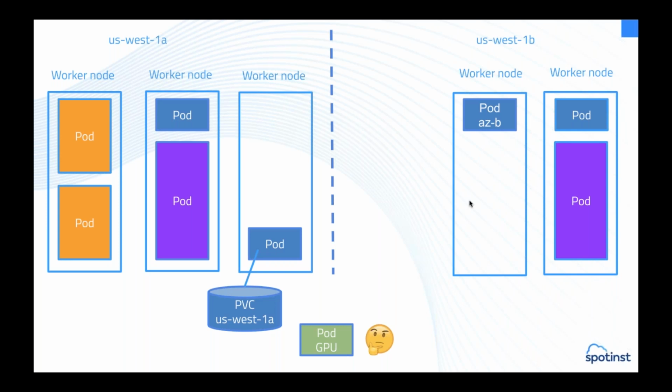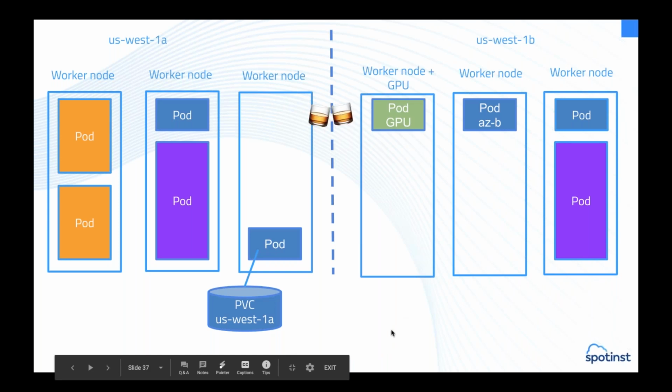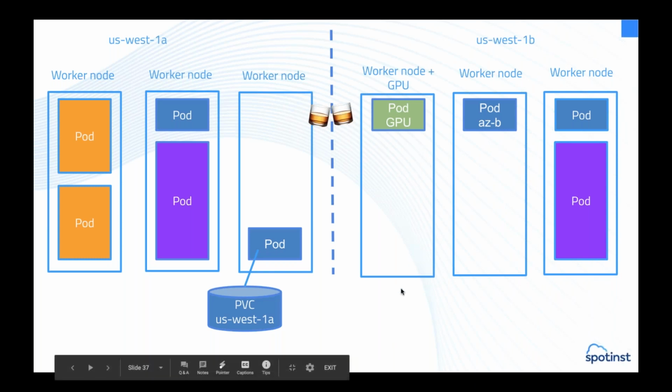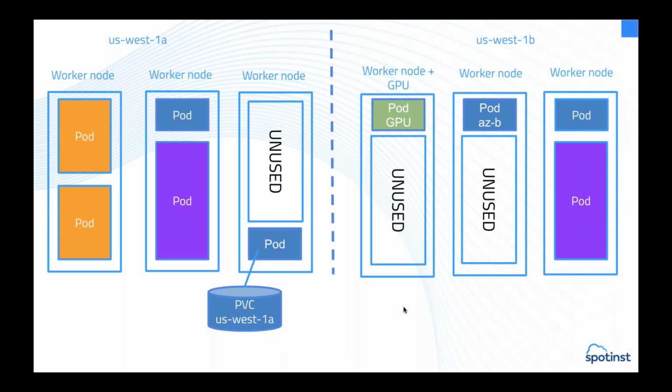The only way for me to solve that, even though I do have spare capacity, is to launch a worker node that has GPUs attached to it. Otherwise, the pod won't be able to use those. So I launched a new one, and now I have all the pods running. But there are a lot of unused resources, and you probably agree with me that this is pretty inefficient and a waste of resources.